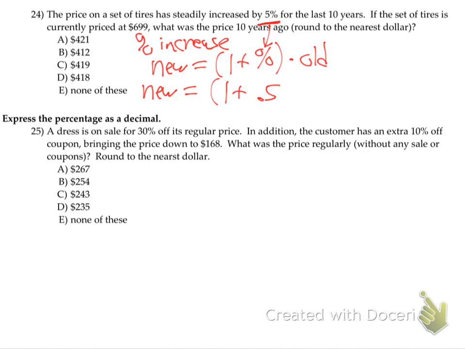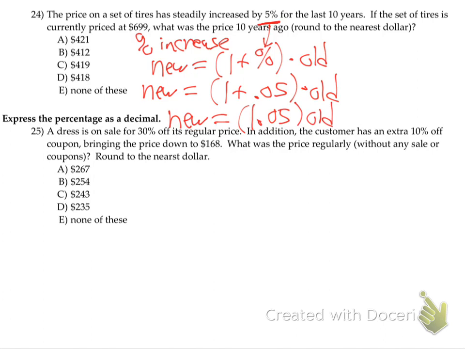That's not 5%, that's 50%. Don't make that mistake. Nothing will come out right. It's 0.05 times the old price. Let me just keep it like that for now. So in other words, the new price is 1.05 times the old.